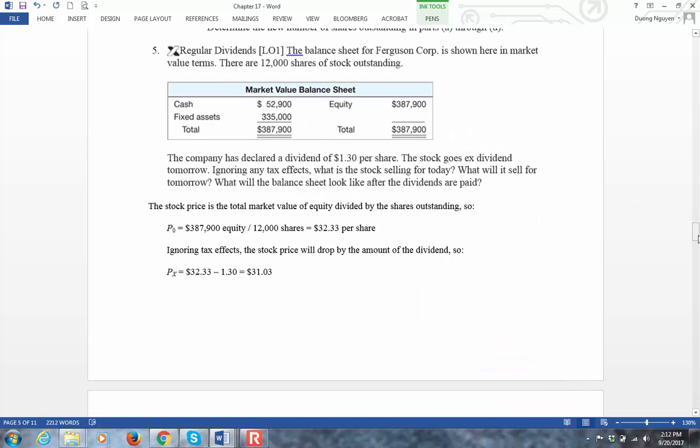Question number 5. This is a balance sheet of Ferguson Company. The company declared a dividend of $1.3 per share. The stock goes ex-dividend tomorrow. Ignore tax effects. What is the price the stock is selling at now? What is the price tomorrow? And so the stock price right now.